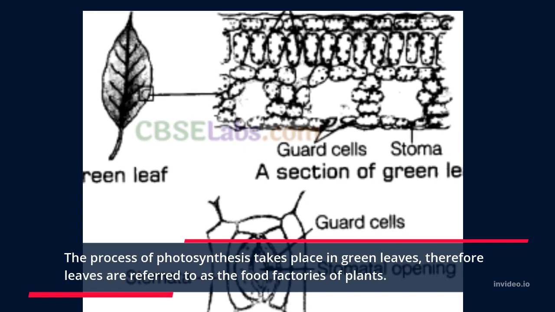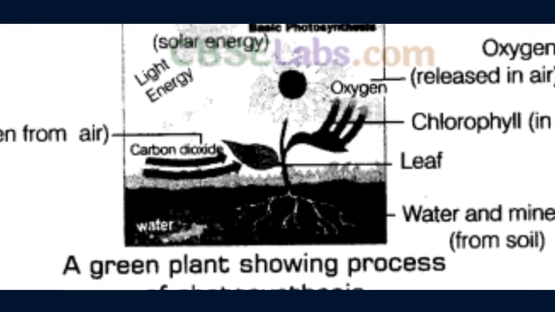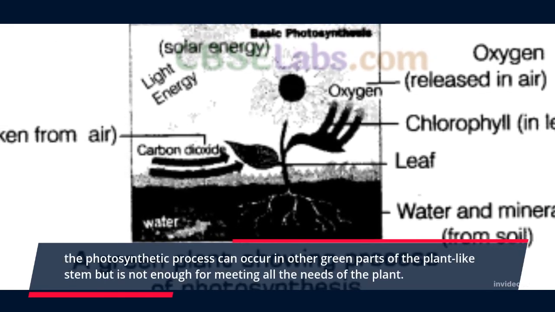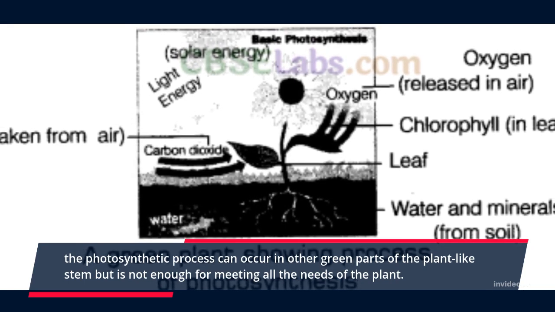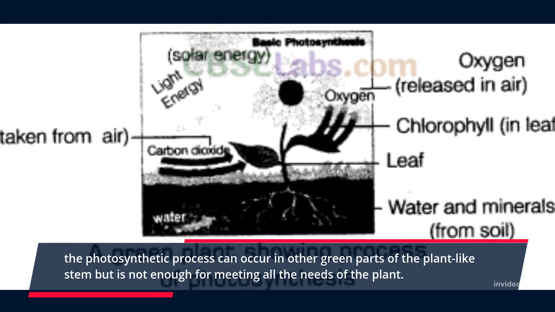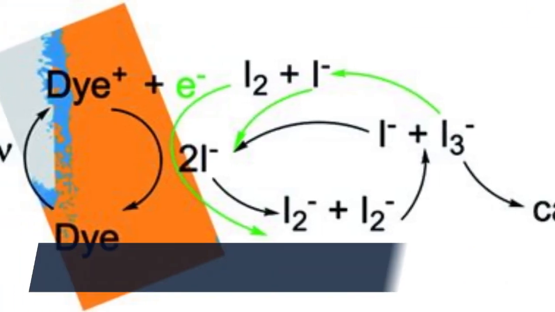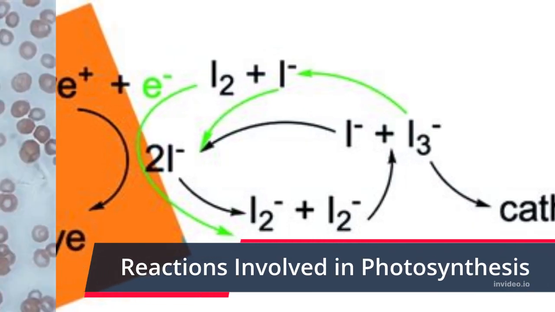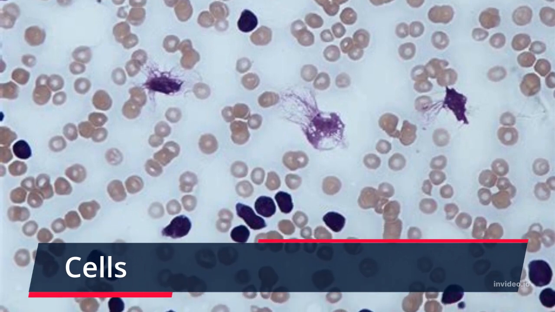Site of photosynthesis. The process of photosynthesis takes place in green leaves. Therefore, leaves are referred to as the food factories of plants. The photosynthetic process can occur in other green parts of the plant like the stem, but it is not enough for meeting all the needs of the plant.